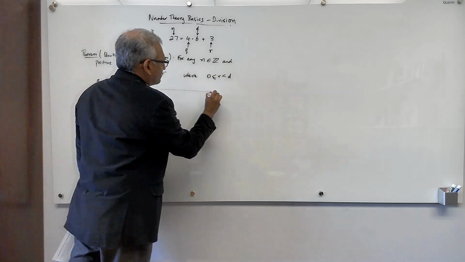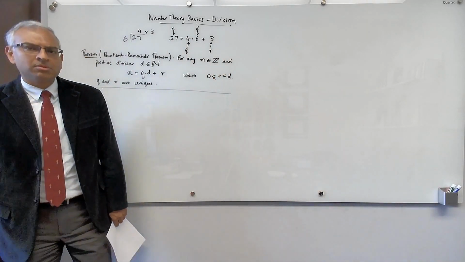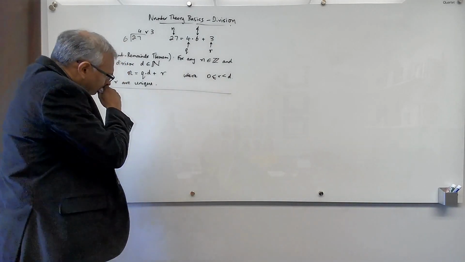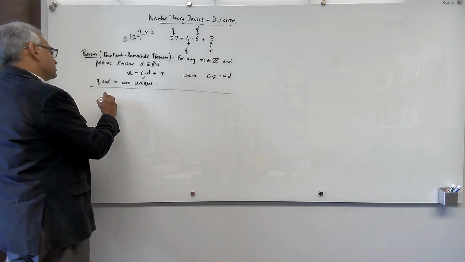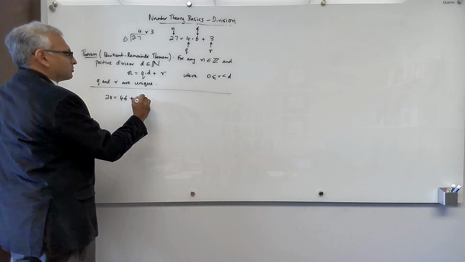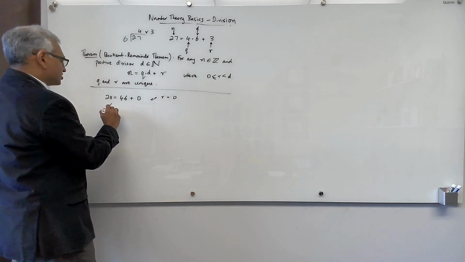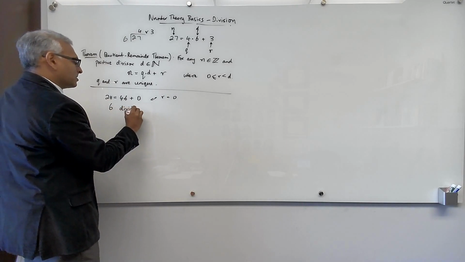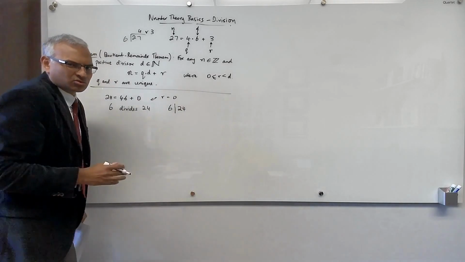I'm going to take this for granted. If you want to see the proof of it, you can look in the problems at the end of this chapter. And sometimes the remainder can be 0. So for example, 24 is equal to 4 times 6 plus the remainder 0. When the remainder is 0, we say that 6 divides 24, and we write that as 6 | 24. It's just a notation.